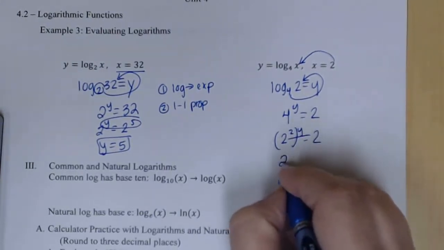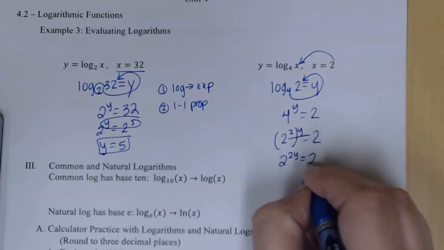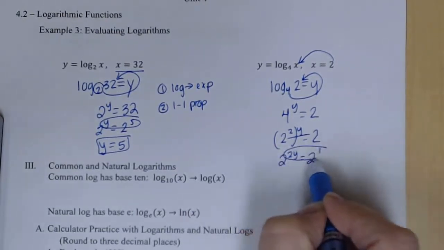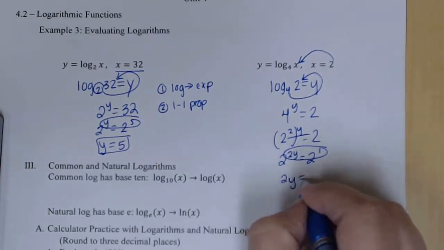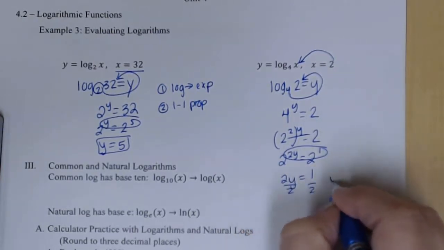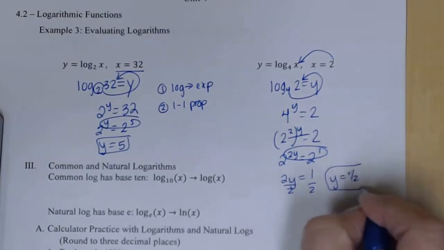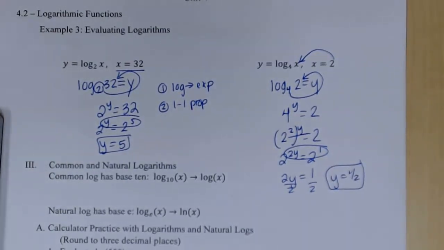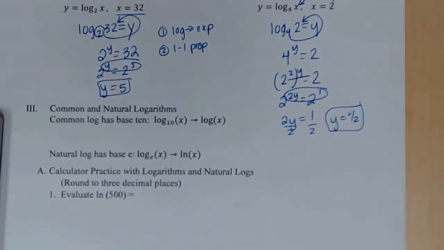Power to power you multiply, so that's 2 to the 2y is equal to 2 to the first power, because if there's no power, there's a 1 there. Then by the 1-to-1 property, 2y is equal to 1, and then solve from there. So I get y to be 1/2. So you can see following my steps helped me to figure out that y was 1/2, whereas with a logical approach I may not have gotten there.